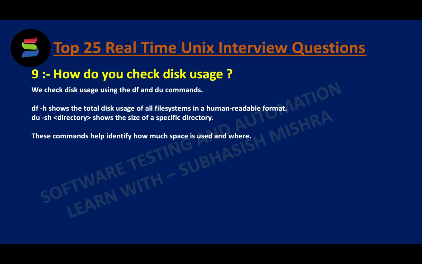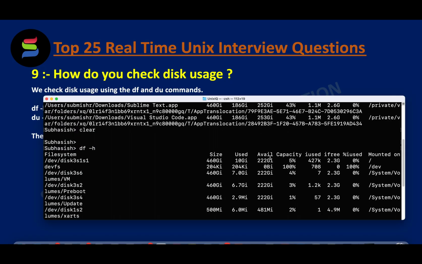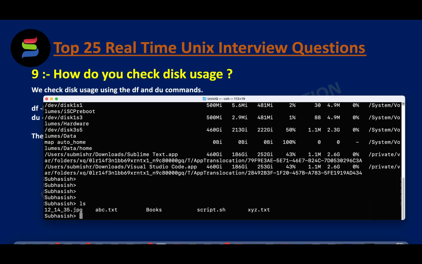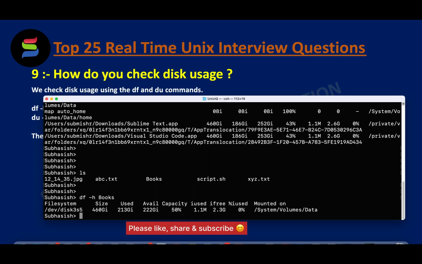So let's see how df -h works. If we just run df -h, you can see the total disk size, used space, available space and the mounted path. All these things we can see here. We can also check disk usage of a specific directory. Here we have this directory, books. If we want to see it for this books directory, we can write df -h books. Here we have only one file, so we can see that.